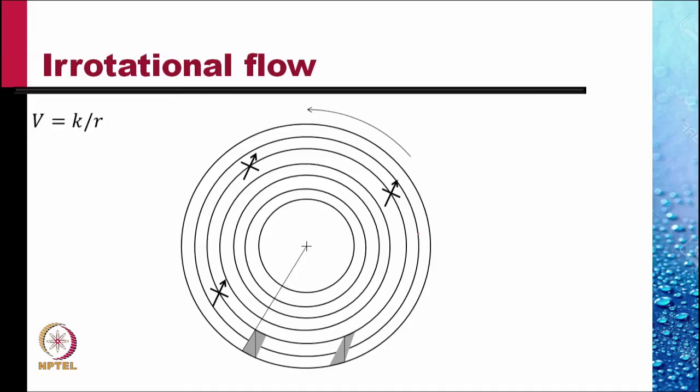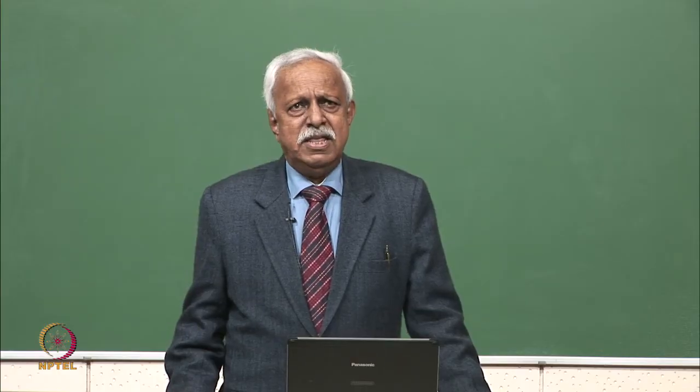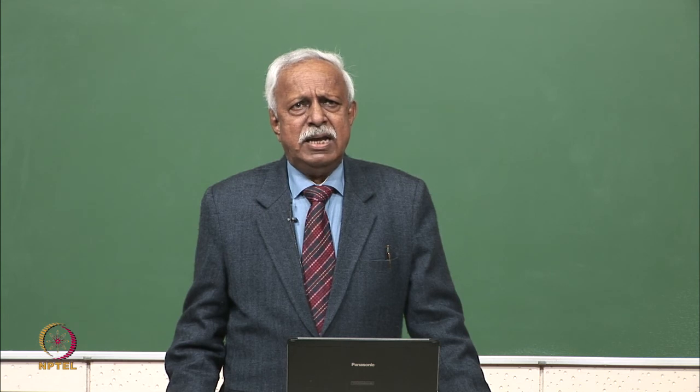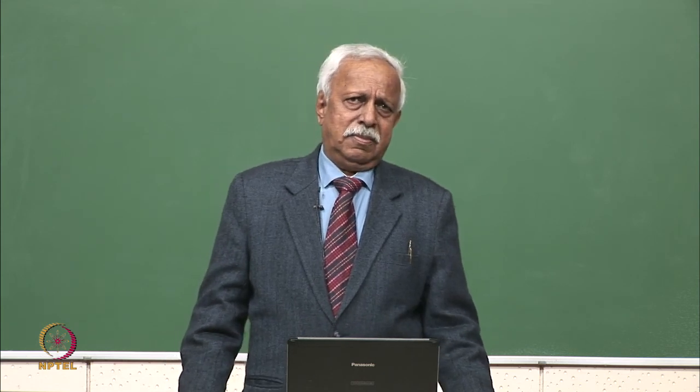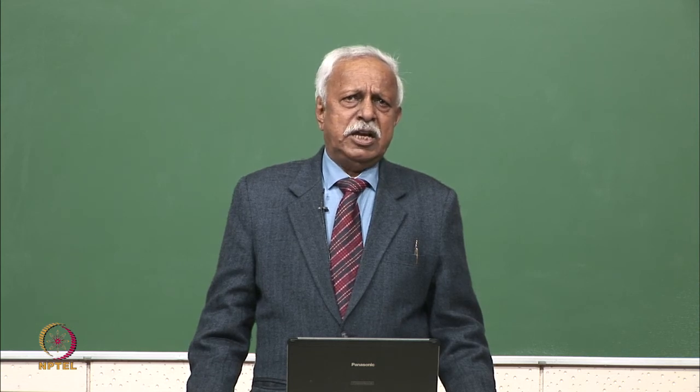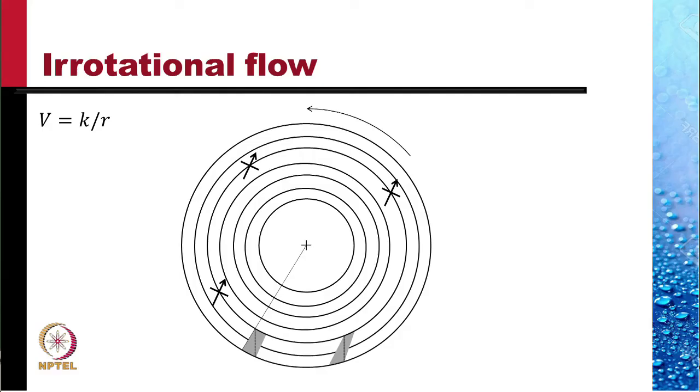On the other hand, even if the streamlines are curved, it is not necessary that the flow be rotational. If I have a flow in which the velocity varies like k divided by r, v in the theta direction is k divided by r, inversely with radius, the flow is irrotational. A paddle wheel moving along the fluid path would not be rotating about its own axis. And so the flow is irrotational.